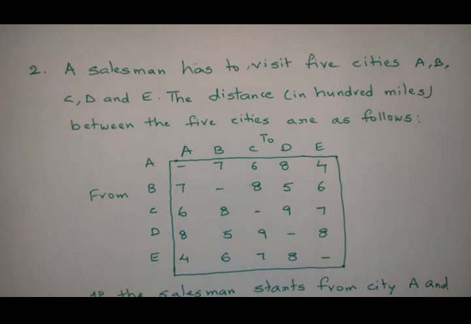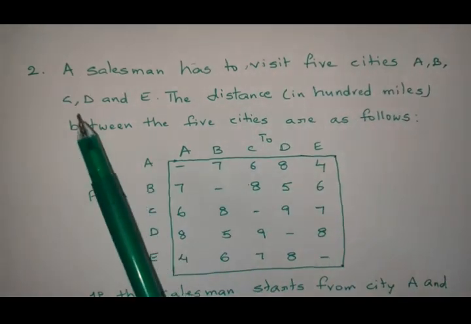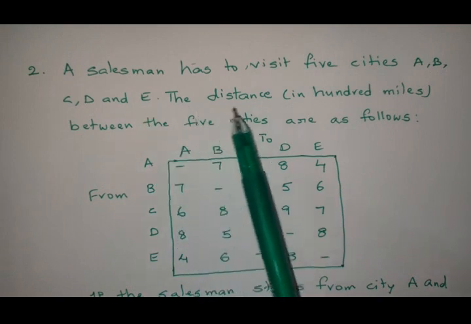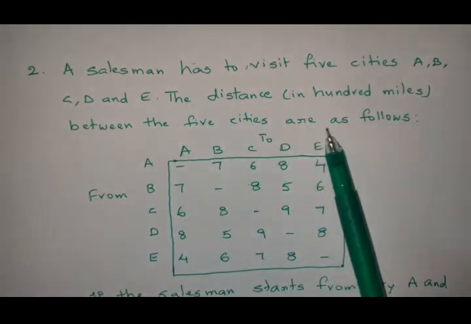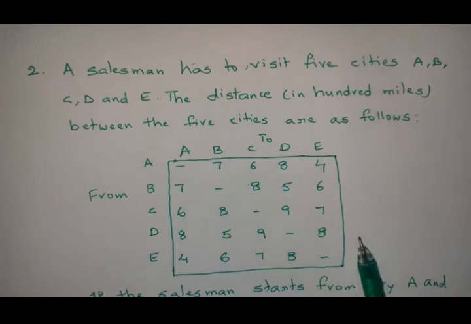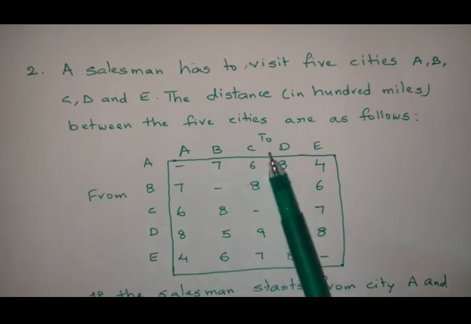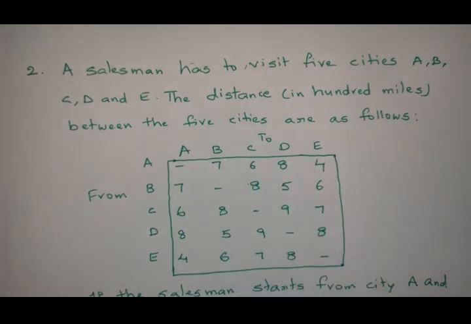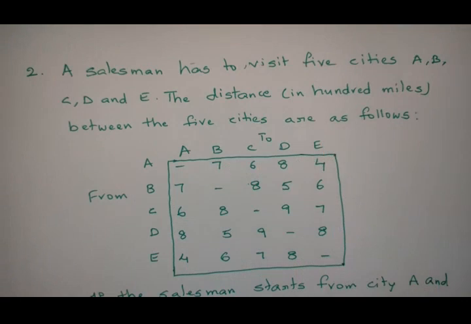Here please see, a salesman has to visit 5 cities A, B, C, D and E. The distance in 100 miles between the 5 cities are as follows. So totally 5 cities are there, A, B, C, D, E. The distance between the cities is given from A to A, B, C, D and E like that.